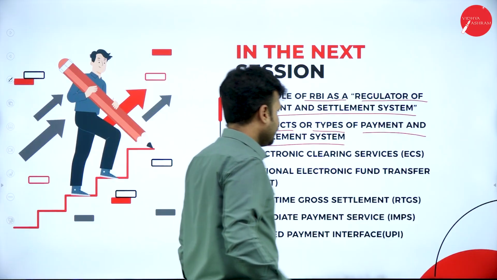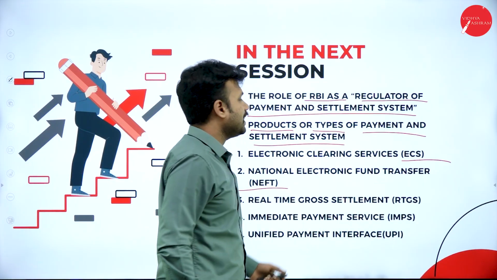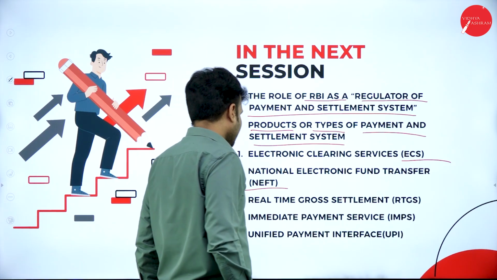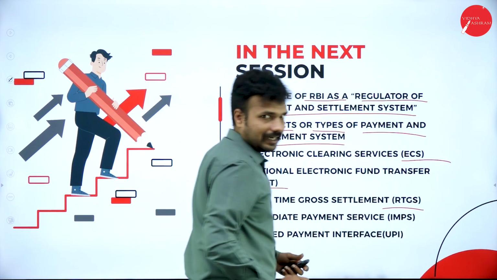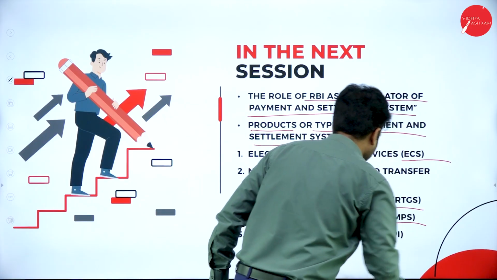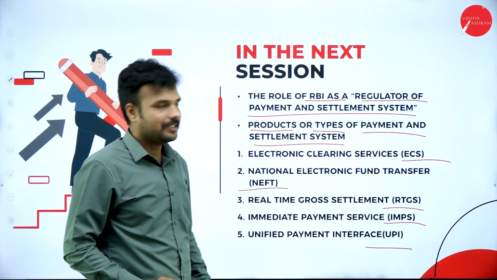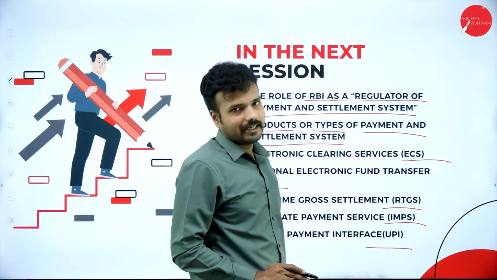Number 1, electronic clearing service. Number 2, NEFT, National Electronic Fund Transfer. Number 3, RTGS, real-time gross settlement. Number 4, IMPS, immediate payment service. Number 5, UPI, Unified Payment Interface. These are the 5 topics we need to cover in the next session.